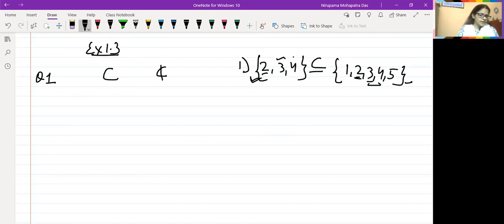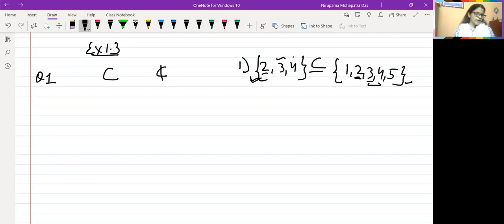Similarly, in the third part, X is a student of class 11 of your school, and the other set is X such that X is a student of the school. As we have just discussed, every student of class 11 is a student of the school, so it can be a subset. Next, X is a triangle in a plane, and the other set is X is a rectangle in the plane. Obviously it will not be a subset, right? The set of all triangles cannot be contained in the set of all rectangles.